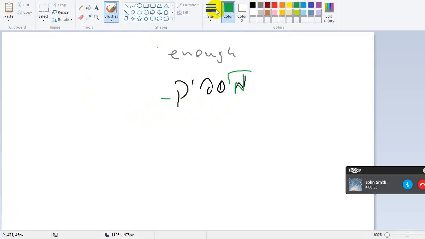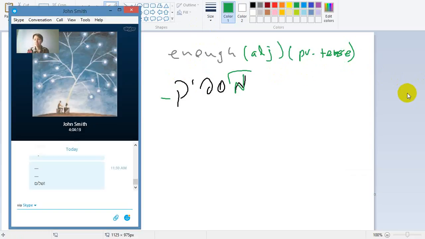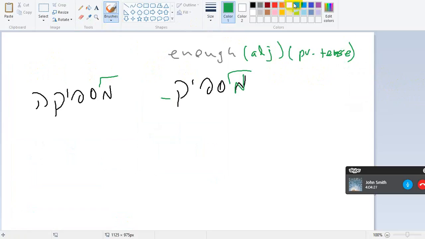It could be either, I'll give you the feminine. Maspik is enough as an adjective, and also it's the present tense. I'll tell you the secret: adjective and also present tense of this verb. And the feminine form is maspika, means she has enough time to do something. That's why I want to explain this word, because in English I have to use many words to explain it: to have enough time to do something. מספיק, מספיקה.